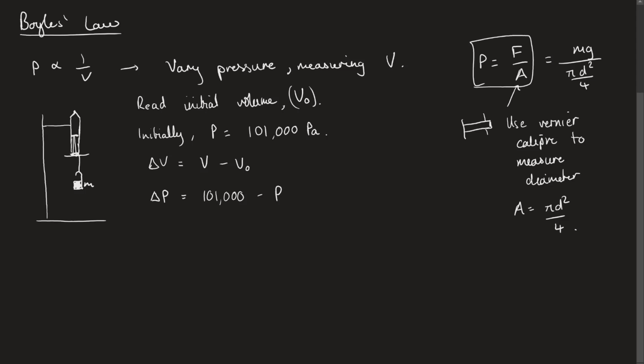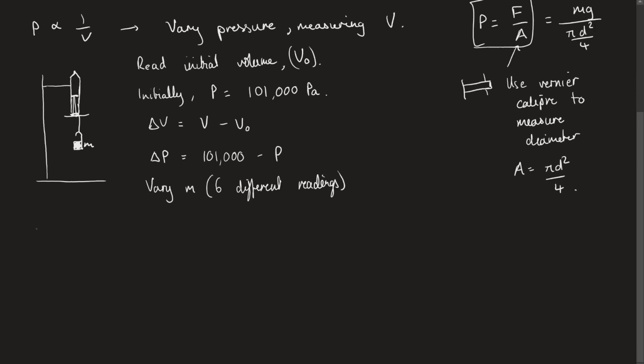So I'm then going to vary the different masses. So I'm going to vary M, and that must be for at least 6 different readings. And that is then going to leave me with a table that I can plot, where I'm going to have all the different values of M in kilograms. I'm then going to have all the different values of V in whatever units the syringe is in. I'm going to use milliliters. It does not matter what units you're in, because the proportionality will be the same for any unit system.